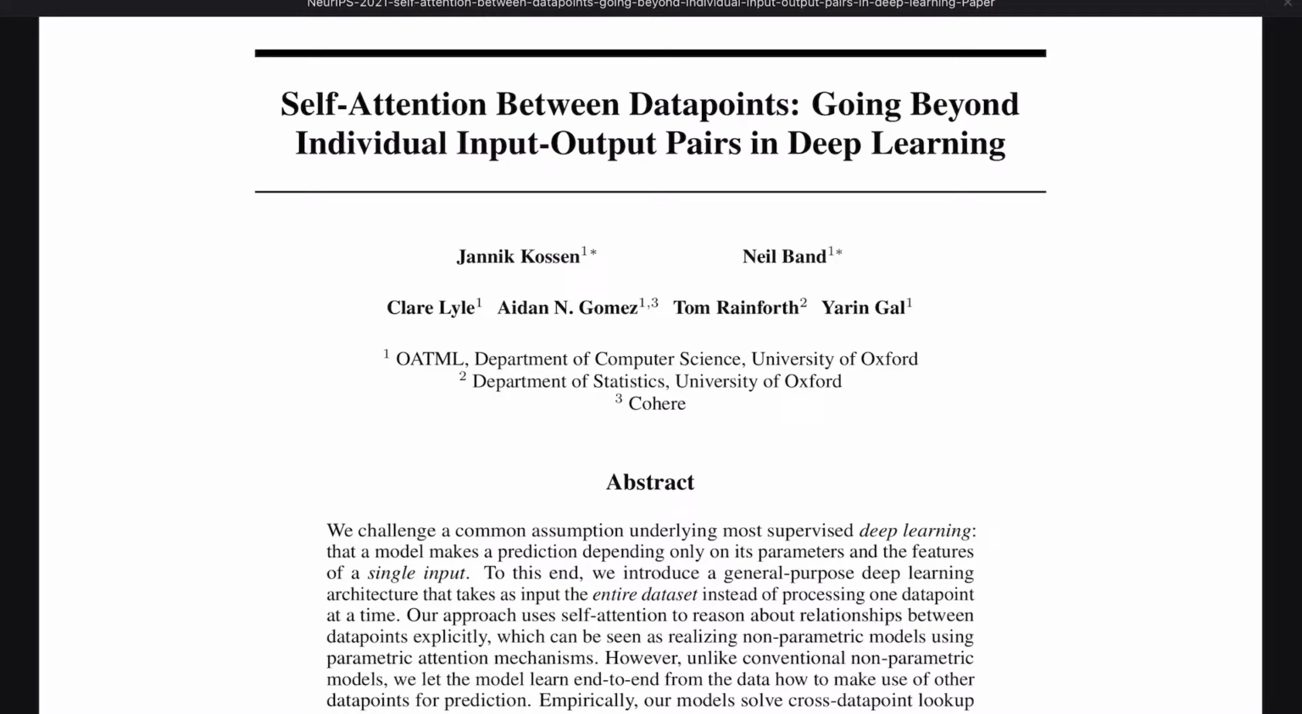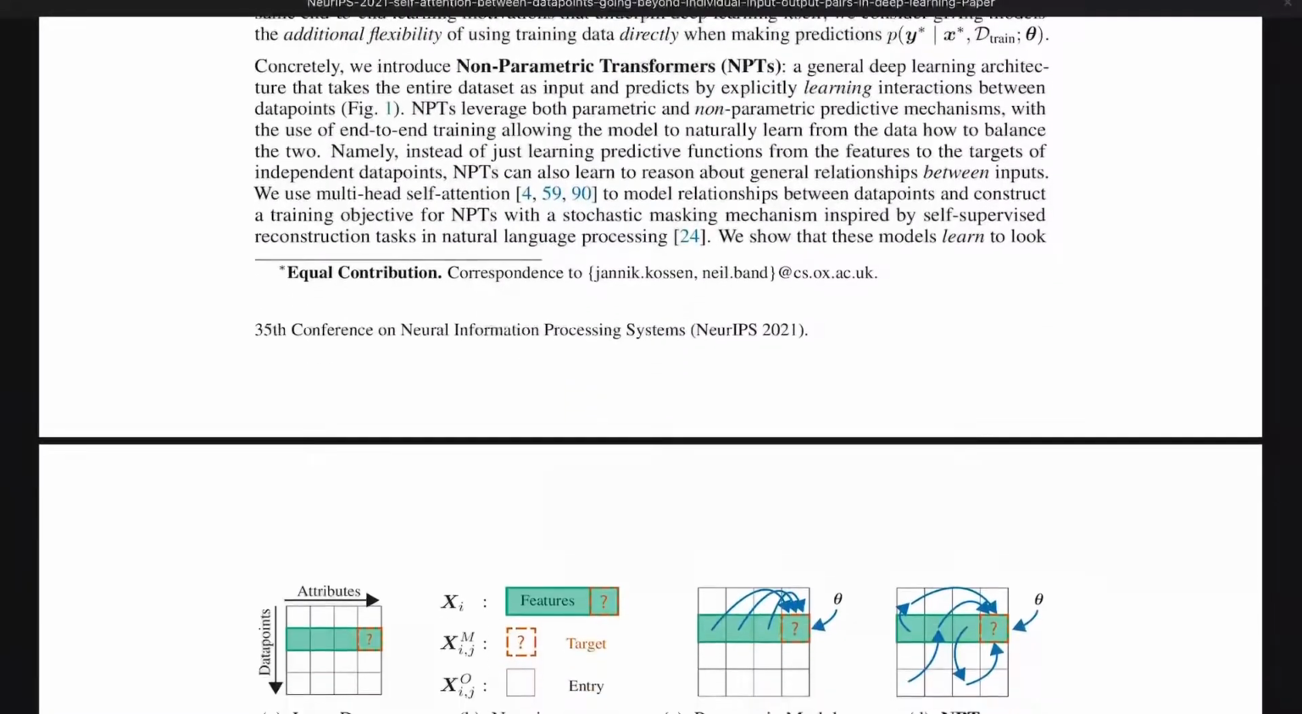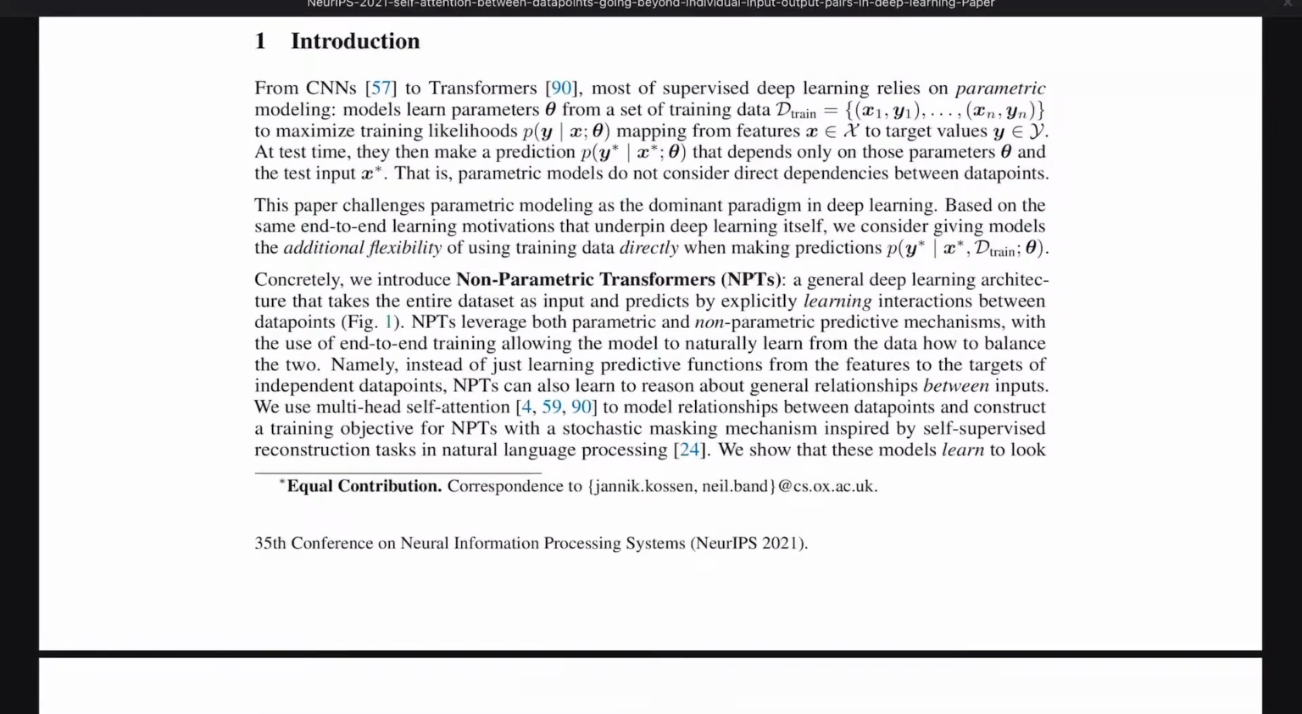It seems that the authors are from Oxford University, and they are Yannick Kossen, Neil Band, Claire Lille, Aidan Gomez, Tom Rainforth, and Yarin Gal. And it's a cool idea that they want to use self-attention between data points. Let's see what they are saying.